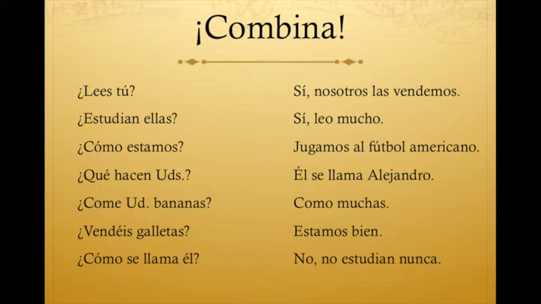¿Estudian ellas? Are they studying? Sí or no. No, no estudian nunca. Do they study? No, they never study. No, no estudian nunca.